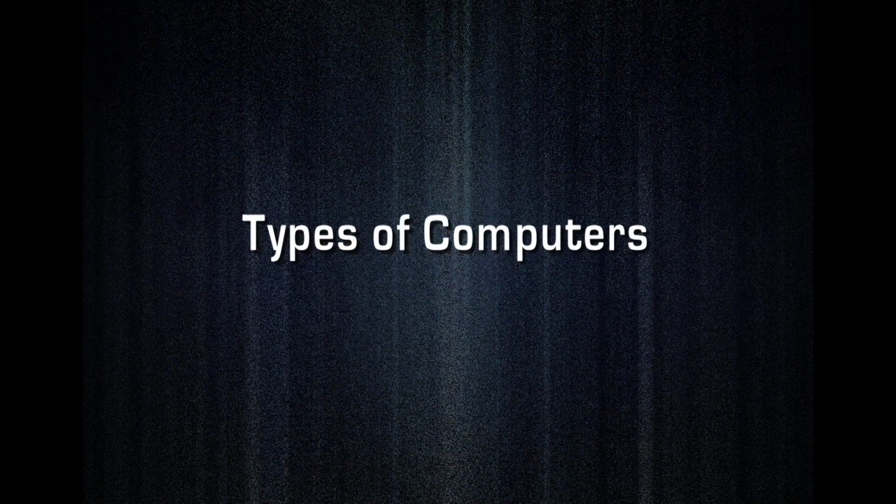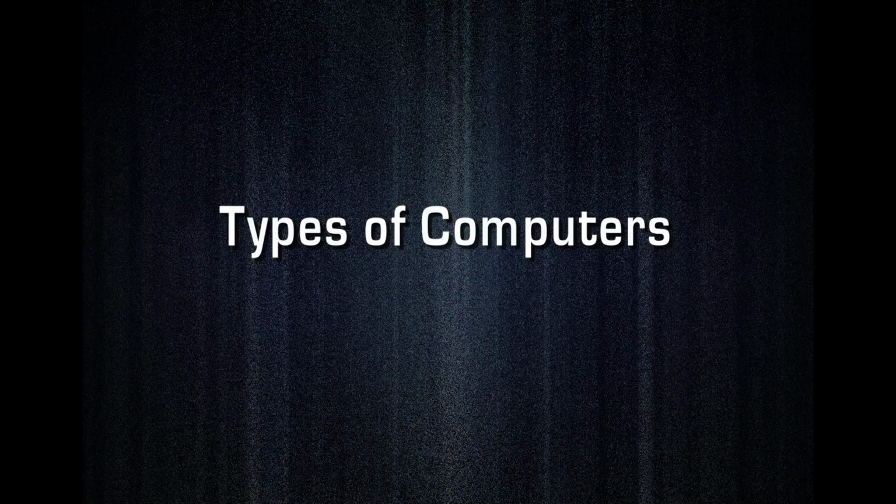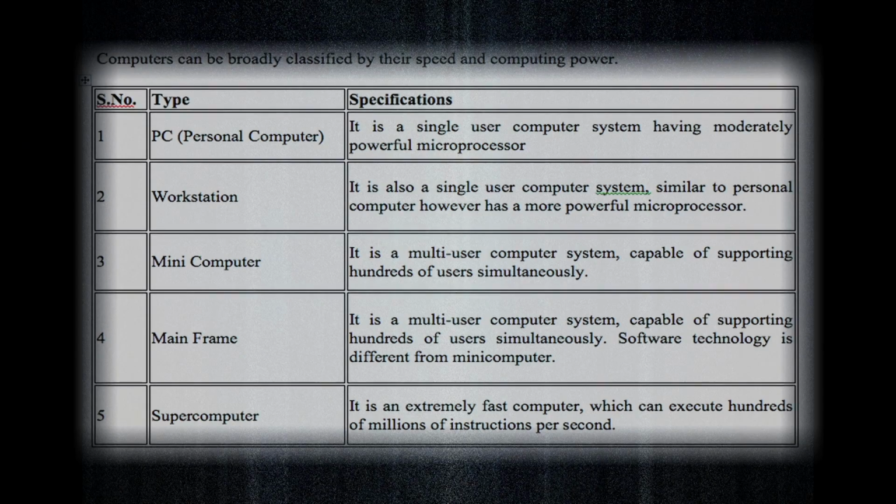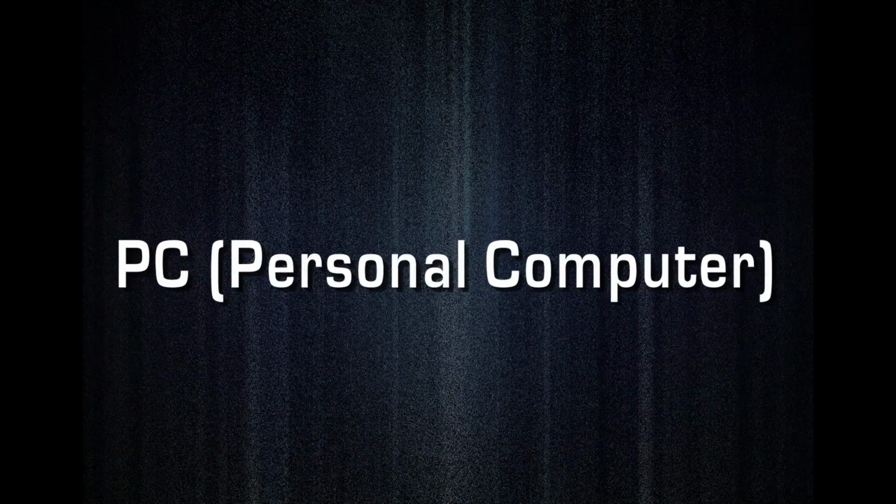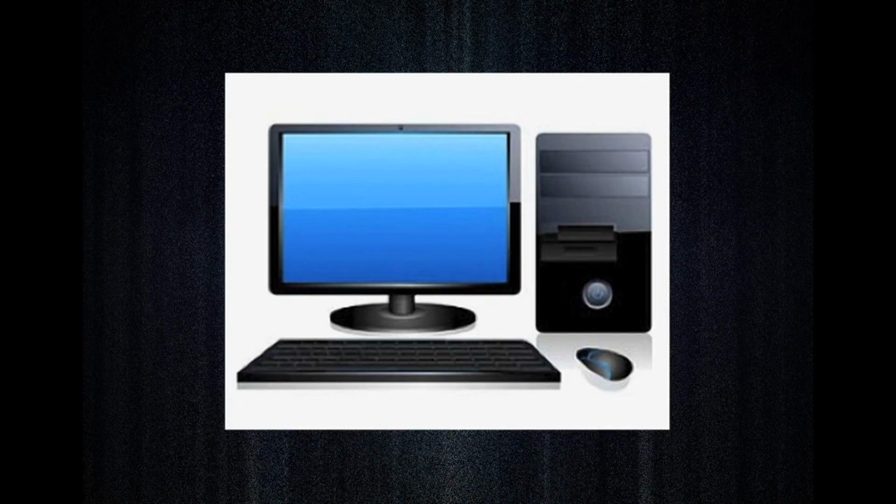Now, let us move on to the next topic, that is the types of computer. Computers can be broadly classified by the speed and computing power. They can be classified as follows. The first one is the personal computer. A personal computer is defined as a small, relatively inexpensive computer designed for an individual user.